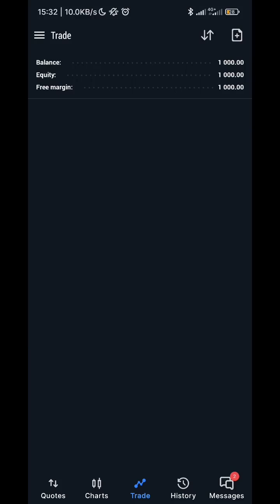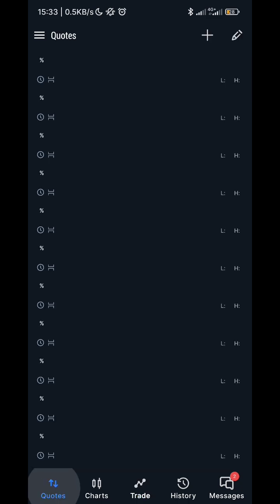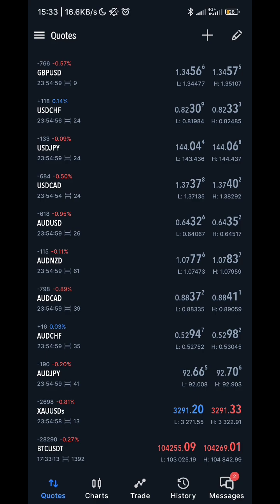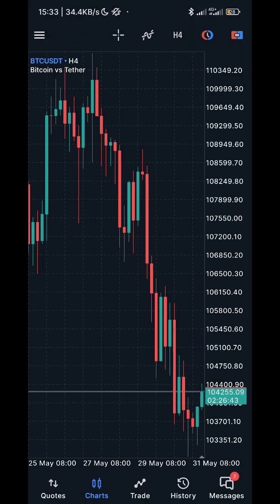Okay, so I'll be showing you how to place a trade very quickly. This is the demo account we created just recently, and we're going to take a trade on it. This is Saturday, the market is closed, and we just have only BTC running. So I'll come to quotes, right? You can see that, and tap on the BTC chart. You can see that it's counting.